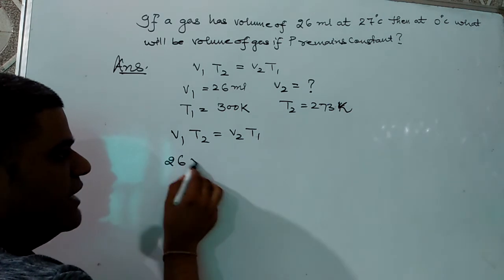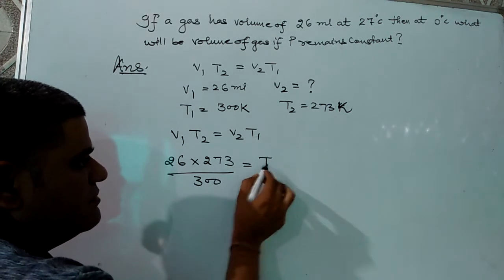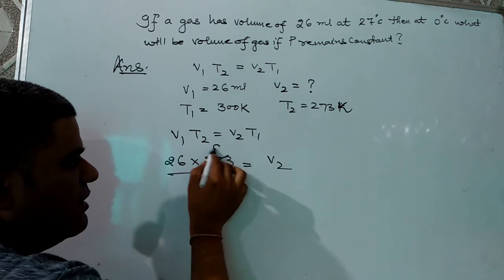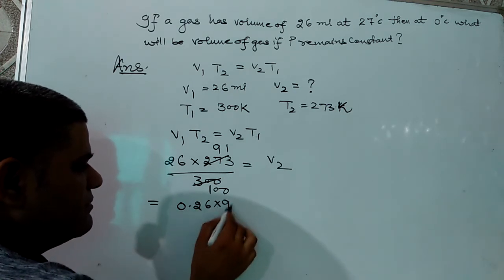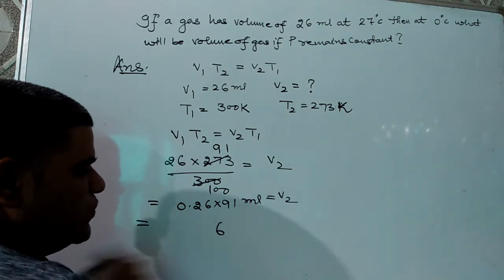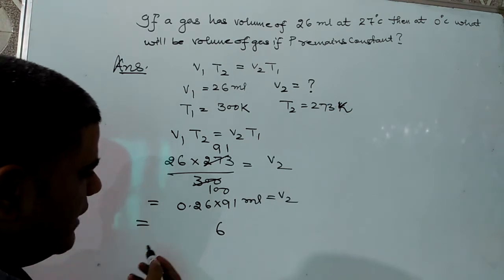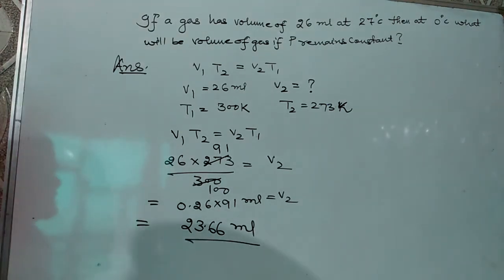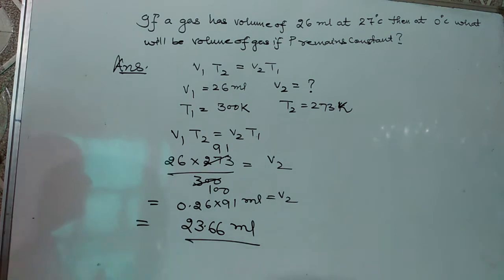V1 is given, that is 26 into 273 over 300 is equal to V2, and that comes out to be 91/100, so 0.26 into 91 ml. 26 times 1 is 26, 26 times 9 is 234, plus the carry of 2 gives 236, so that comes out to be 23.66 ml. I hope you understand the numericals of Charles' law.